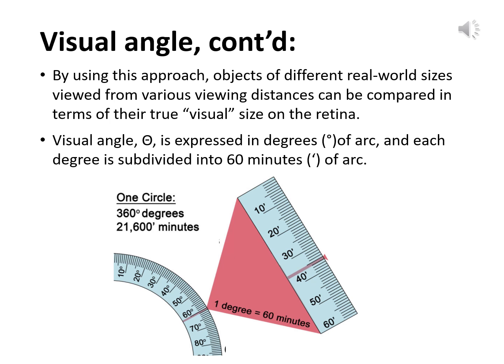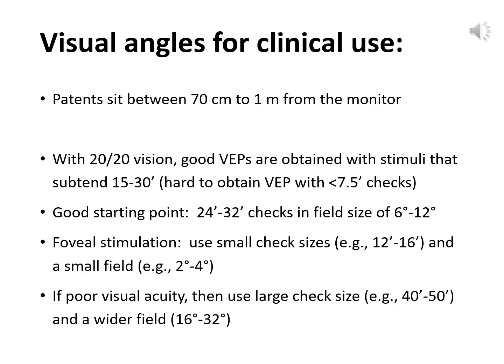Visual angle, or theta, is measured in degrees with a protractor, and each degree can be further divided into minutes, where each degree has 60 minutes. When we acquire a pattern reversal VEP, there are recommended standards for size, and this is expressed as degrees and minutes of arc. In clinical VEPs, there are standard visual angles that are used to produce the clearest VEPs.